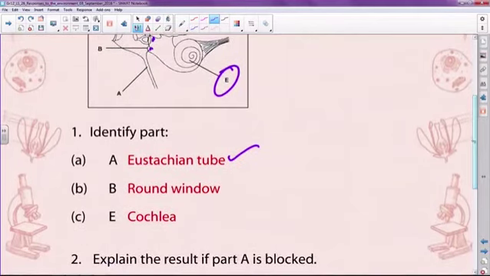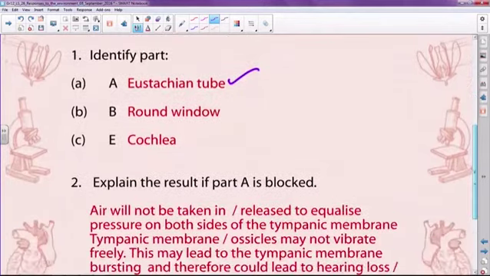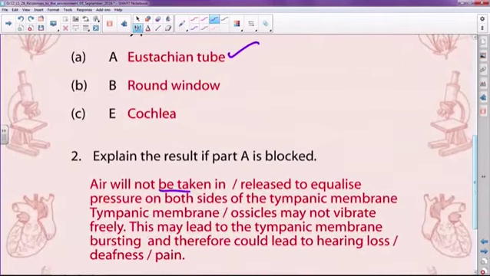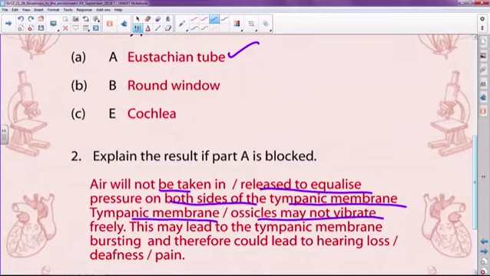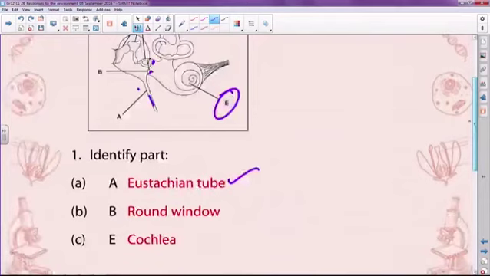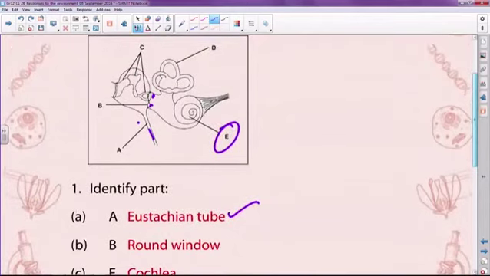Next question was, explain the result if part A is blocked. Part A is the eustachian tube, you've labeled it. Air will not be taken in, so in other words, pressure will not be equalized on both sides of the tympanic membrane. The tympanic membrane and ossicles will not vibrate freely. This may lead to the tympanic membrane bursting and therefore loss of hearing, deafness or pain. Remember, if this side is blocked, then this tympanic membrane over here is not going to be able to move.